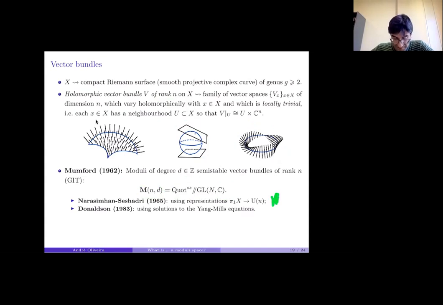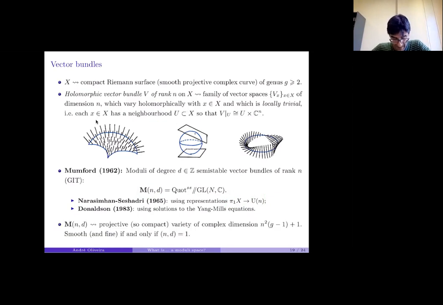But then in 1965, Narasimhan and Seshadri gave a new interpretation of this moduli space as representations of the fundamental group of X into the unitary group. And then Donaldson in 1983 gave an even newer interpretation of this moduli space as solutions of equations coming from physics, called Yang-Mills equations. This is a compact projective variety of complex dimension n squared (g minus 1) plus 1. It's smooth if and only if n and d are coprime.